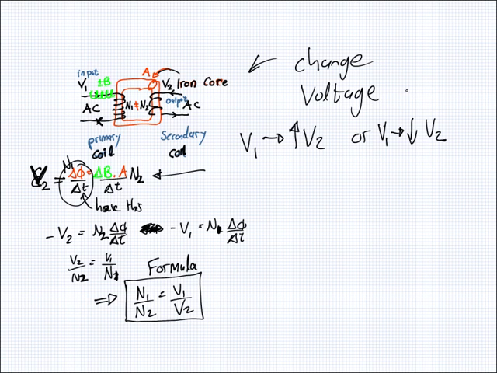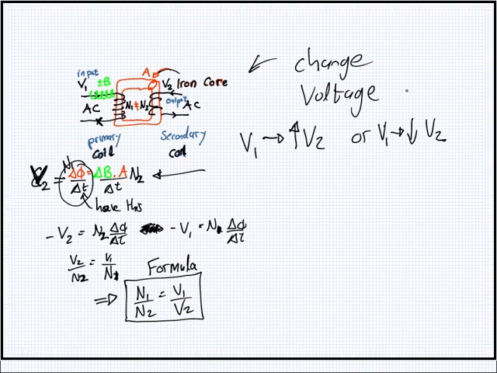Okay, so for example here, this is a transformer. It takes 220 and changes it into 19.5. Sometimes you need the opposite. Sometimes you need a small voltage and to make it into a big voltage. You can go either way. So, what's the definition of a transformer?